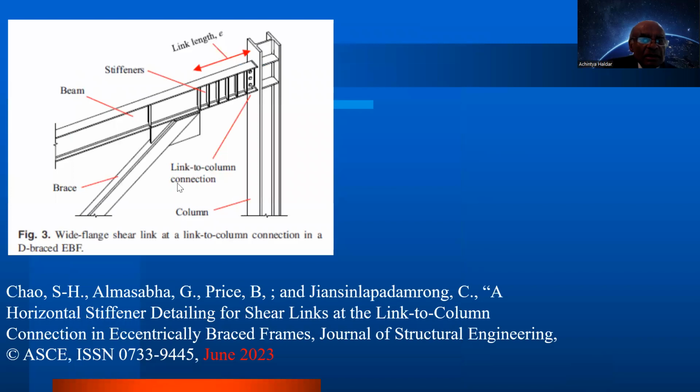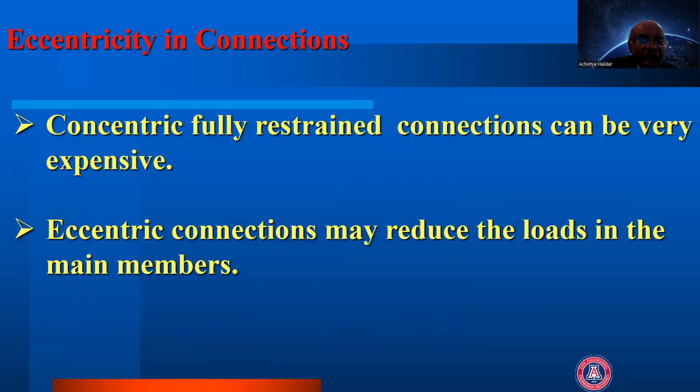Now, there's a new paper I just read in June 2023, just last month, in the ASCE Structural Division Journal, and you can see how they are proposing to make the connection eccentric. I cannot go too much into detail, but you can look at it in your own time. Now, the advantage is a concentric fully welded connection can be very expensive, several $1,000s in the US. Eccentric connection may reduce the loads in the main member, and that way the structure can be more economical.